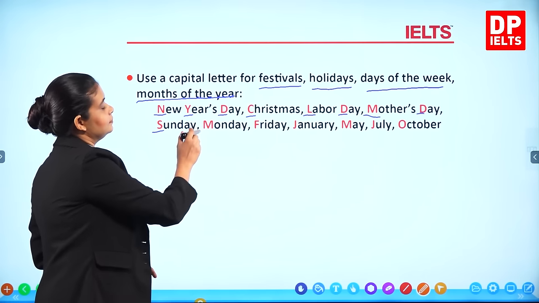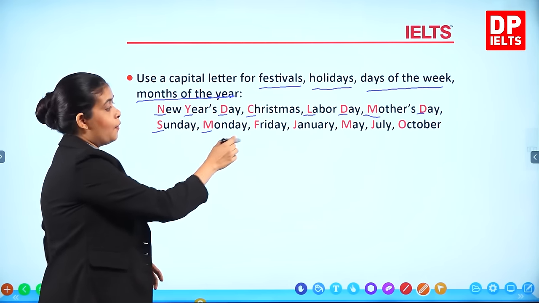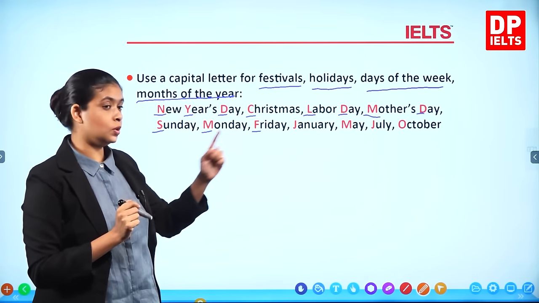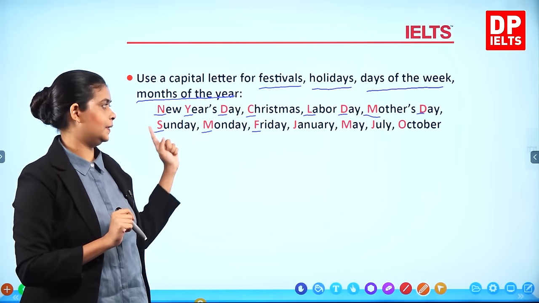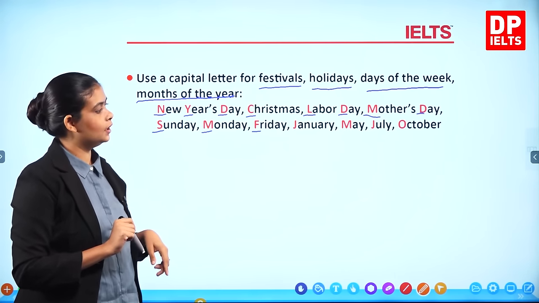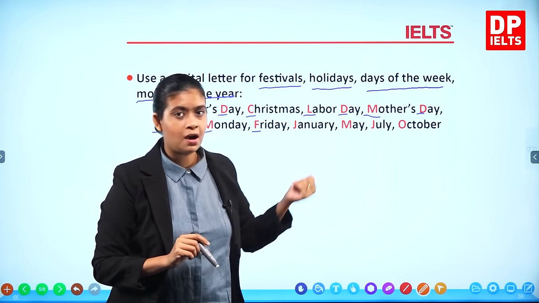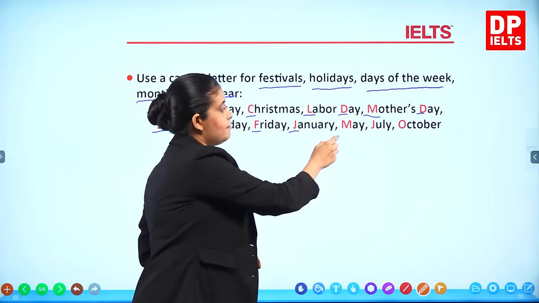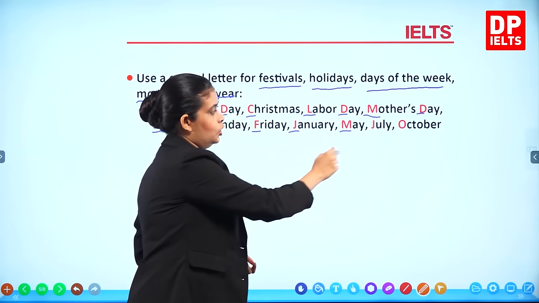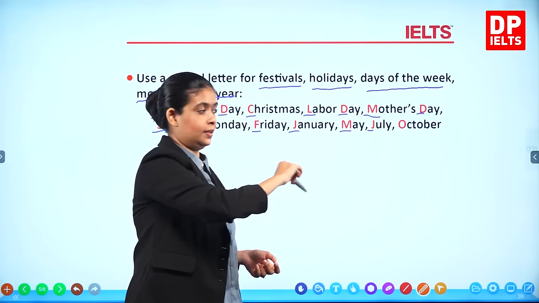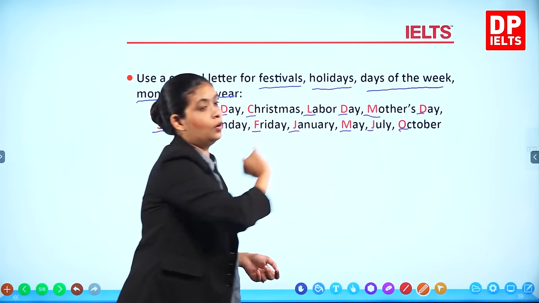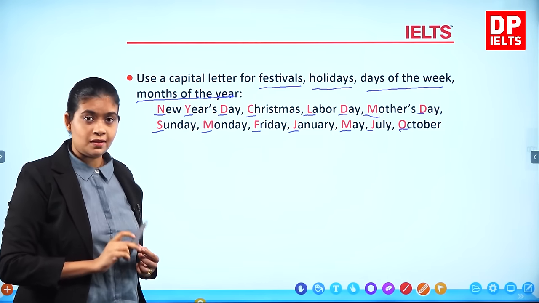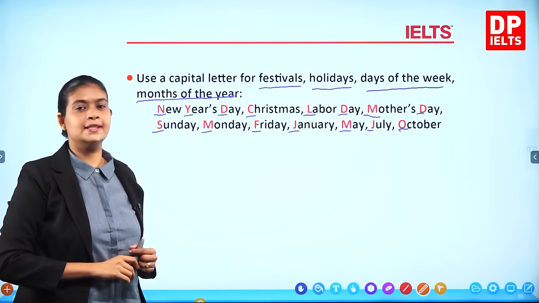Sunday, Monday, Friday. January, May, July, October. So when you write those months, the first letter is capital.